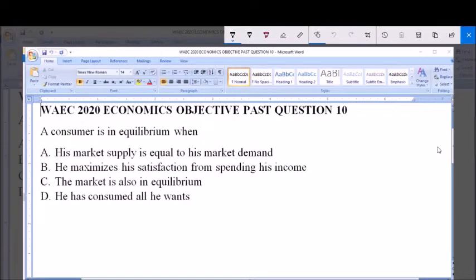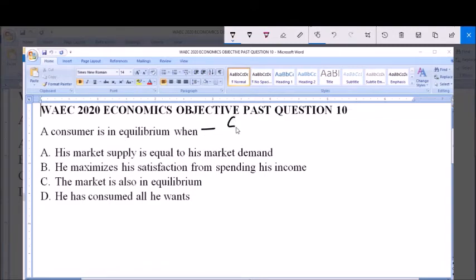Hello and welcome. I will be answering WAEC 2020 Economics Objective Past Question 10. A consumer is in equilibrium when A, his market supply is equal to his market demand. B, he maximizes his satisfaction from spending his income. C, the market is also in equilibrium. D, he has consumed all he wants.